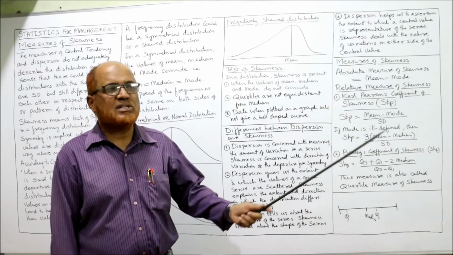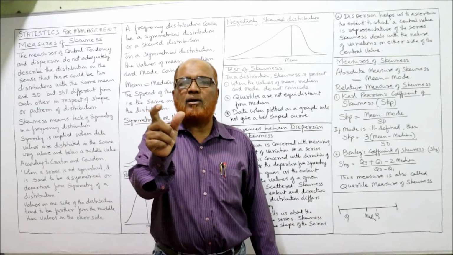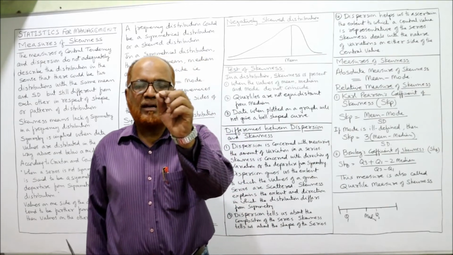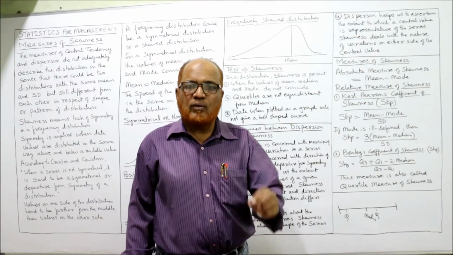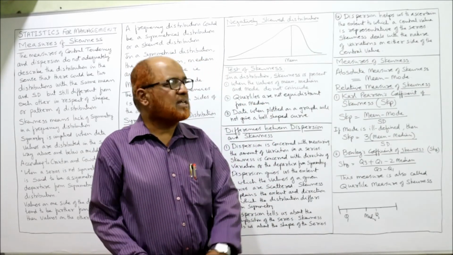Absolute measure of skewness will simply be mean minus mode. Simply calculate the mean value minus mode, and you can get the skewness. If you get a positive value, it's positively skewed. If you get a negative value, it is negatively skewed. So this is the absolute measure.